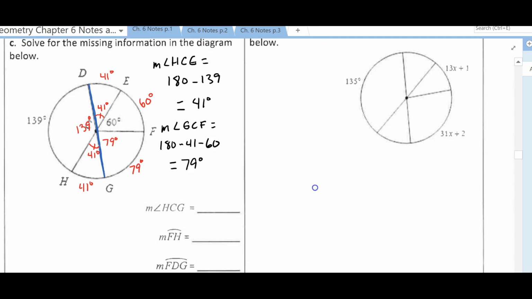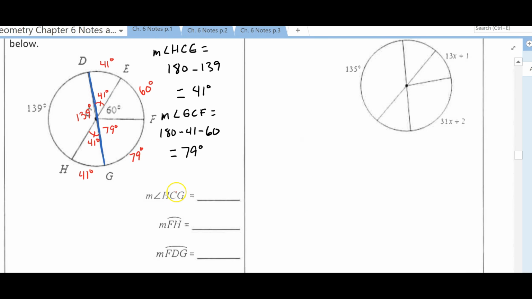Alright, so let's see what we needed to find here. The measure of angle HCG, so we found that. That's 41 degrees. And the measure of arc FH. So here's F, and then we're going all the way to H. So let's highlight that. Here's F. Arc FH, so I can see that that's 41 plus 79. So the measure of arc FH is 41 plus 79. So that's 120 degrees.